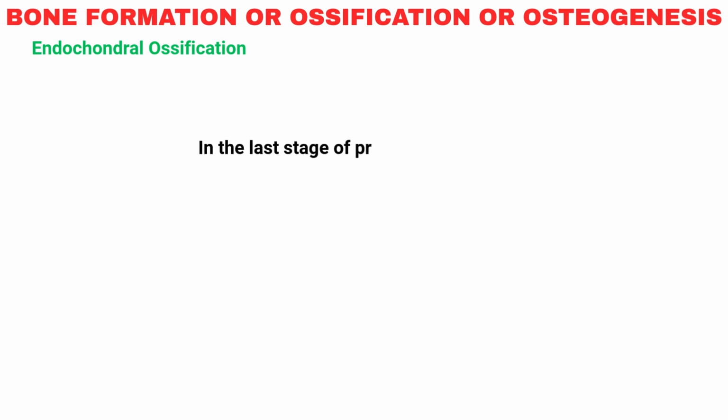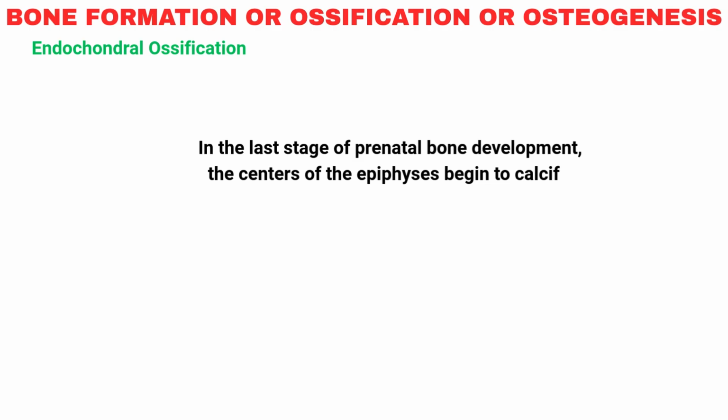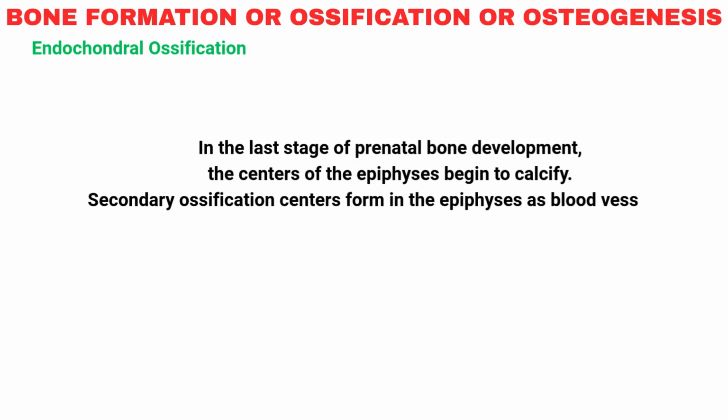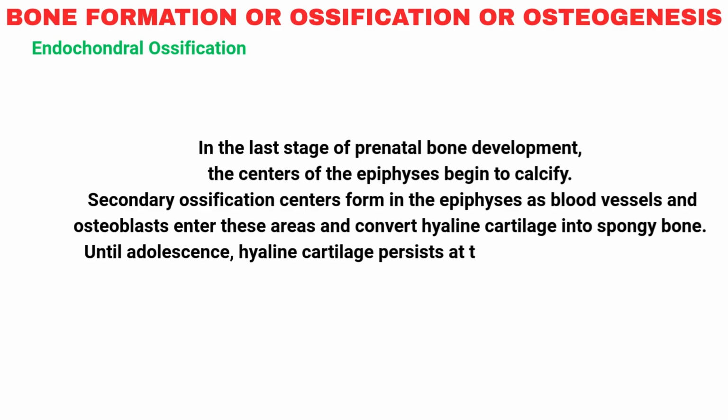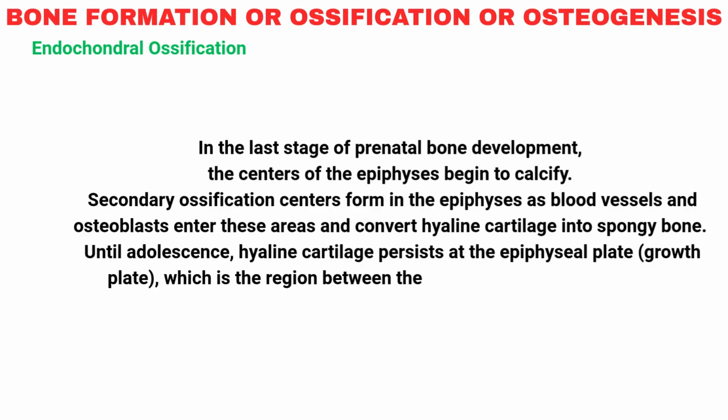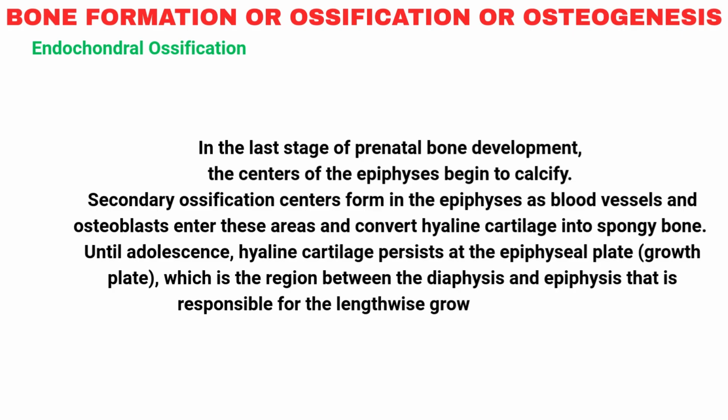In the last stage of prenatal bone development, the centers of the epiphysis begin to calcify. Secondary ossification centers form in the epiphysis as blood vessels and osteoblasts enter these areas and convert hyaline cartilage into spongy bone. Until adolescence, hyaline cartilage persists at the epiphyseal plate or growth plate, which is the region between the diaphysis and epiphysis that is responsible for the lengthwise growth of long bone.